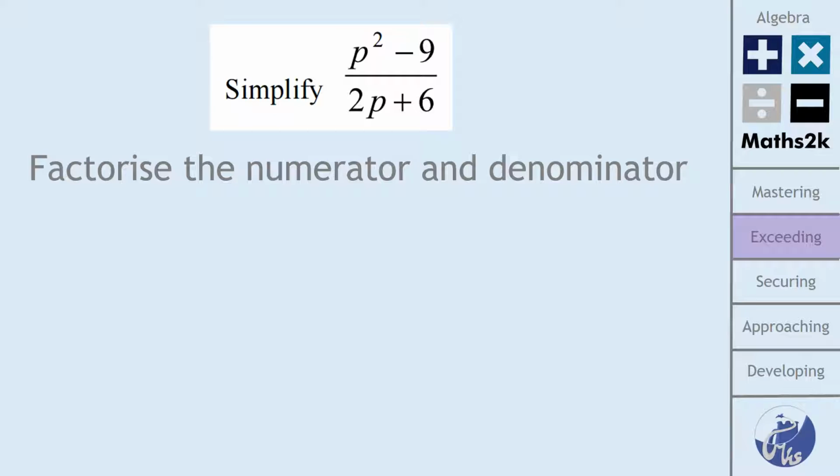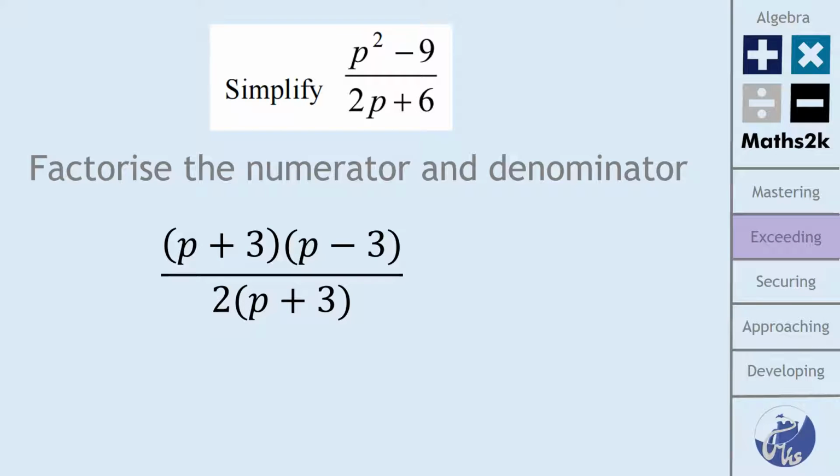And what you may or may not have noticed is about the numerator, that p squared minus 9 is the difference of 2 squares. And what that means is that when we do factorize it, we will end up with p plus 3 and p minus 3 in brackets. Now again, we will have 2 sets of brackets that will actually cancel out. And if we do that, we will end up with this simplified fraction.